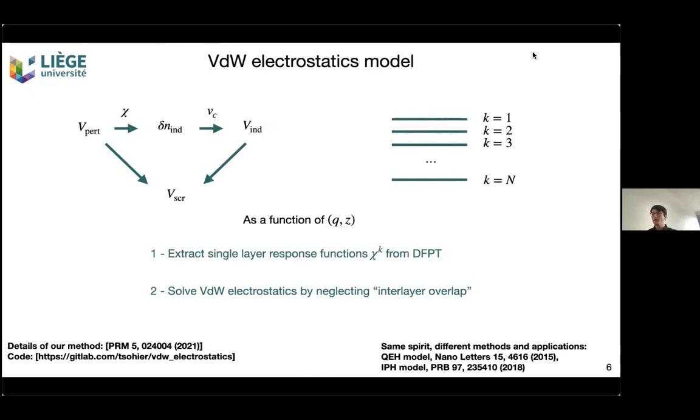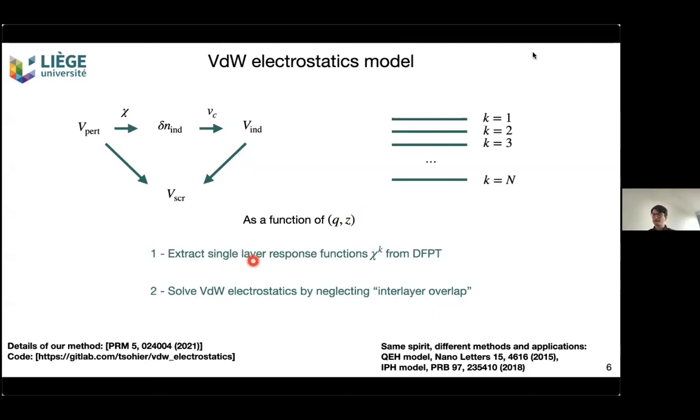And we consider perturbations that are periodic in the plane of the materials. So we transform them and use the in-plane momentum Q as a variable. And they can have any form in the out-of-plane direction, so we keep the Z variable here. So all of those problems are a function of those two variables. So now, to solve this, two major steps.